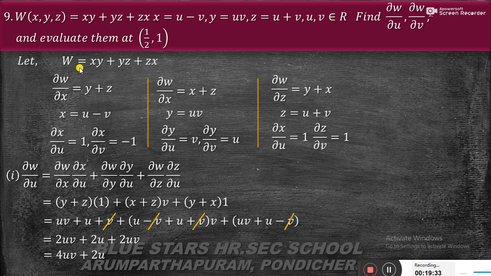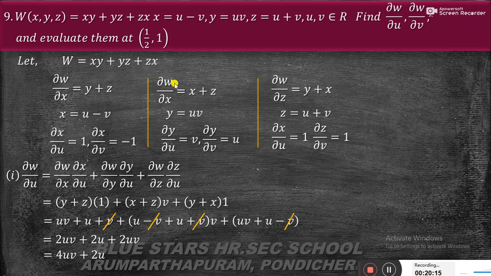So first I write the given function w equal to xy plus yz plus zx. Now dou w by dou x means we differentiate with respect to x on both sides. The first term xy, I differentiate x means 1, so into y, plus in the second term there is no x term, so it is 0. Next z into derivative of x is 1, so y plus z, this is dou w by dou x. Next the equation is x equal to u minus v. Dou x by dou u means 1, dou x by dou v means minus 1.